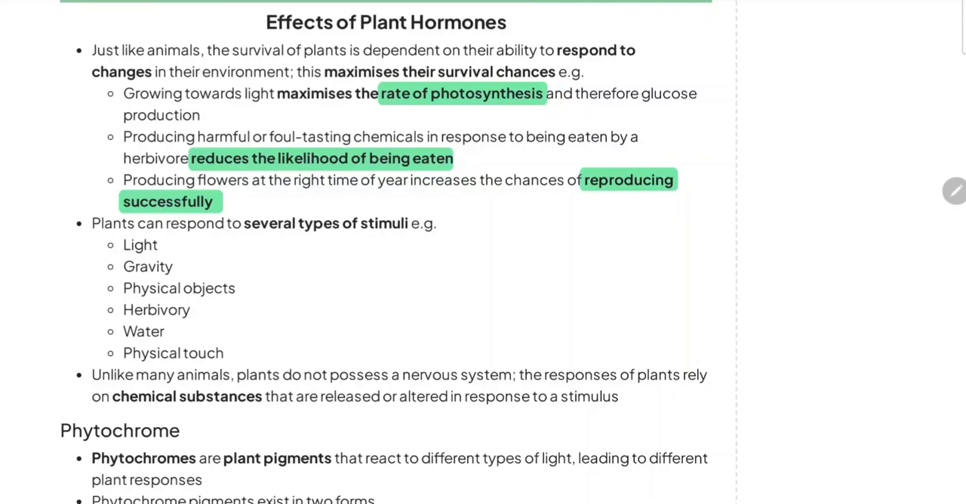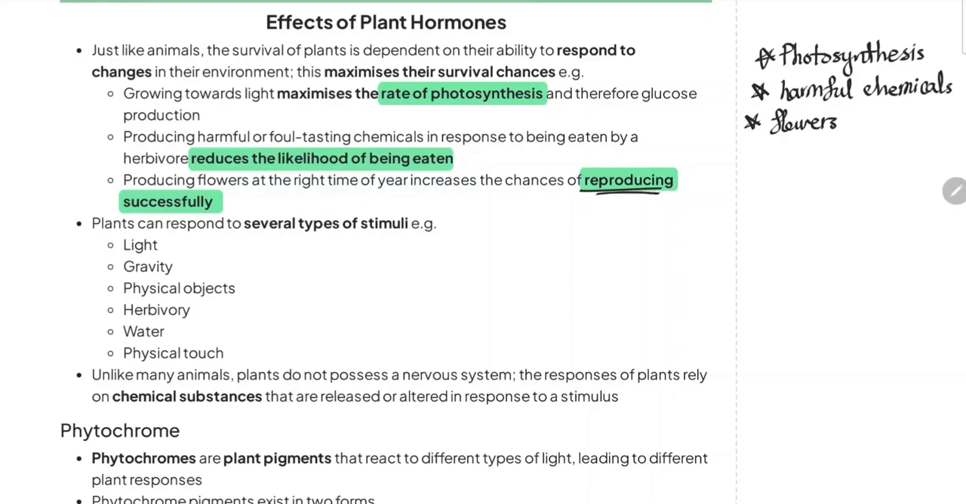Alright, so now we've mentioned 3 points. First point we mentioned here, that's related to photosynthesis, that if it grows near light, it can survive. And if it produces foul tasting chemicals or harmful chemicals when being eaten, this leads to it not being eaten anymore. It reduces the likelihood of it being eaten. Also, for the flowers, if they are grown at the right time of the year, this increases the chances of reproducing successfully.